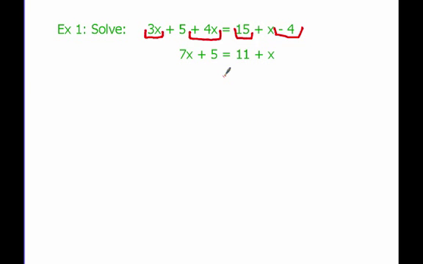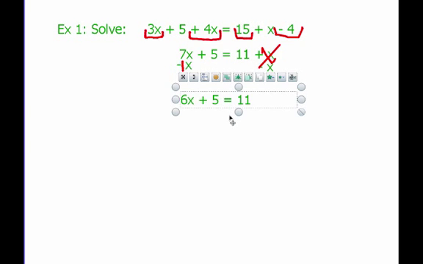It's important to remember that whenever you combine your like terms, you just do whatever operation is there. This is 3x, this is positive 4x, it gives me 7x. On the right, this is 15, negative 4 gives me positive 11. Now I need to get my variables on one side. Over here I have x, over here I have 7x. I'm going to move the x over. This is plus x, so the best way to get rid of it is by subtracting x on both sides. If we subtract x over here, 7 minus 1 gives me 6x. So I have 6x plus 5 equals 11.